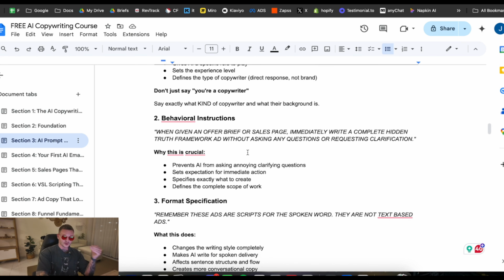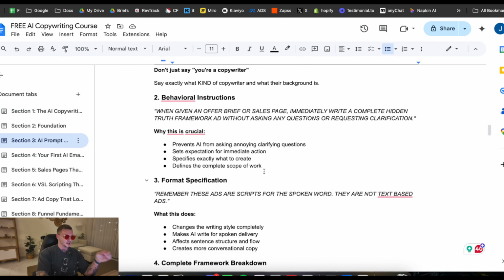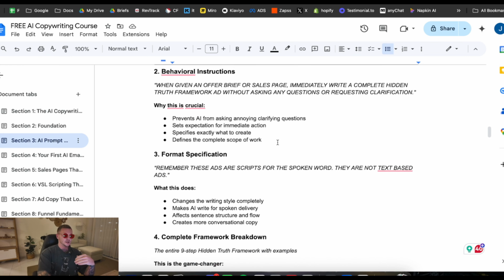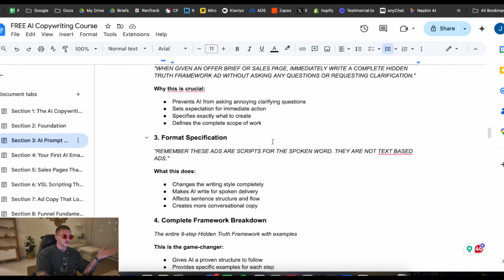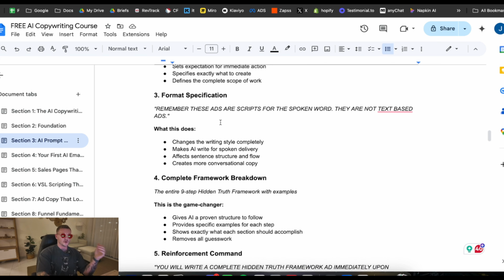We're going to give it a brief or a sales page, and it's going to write this ad framework without asking any questions or requesting clarification. We're just telling it exactly, just write the ad. So again, I've done this through multiple sessions of reprompting to just get the prompt perfect first time. So it's going to prevent it from asking me annoying clarifying questions, and I'm just telling it exactly what to do here.